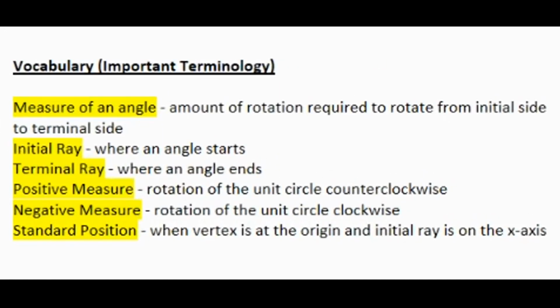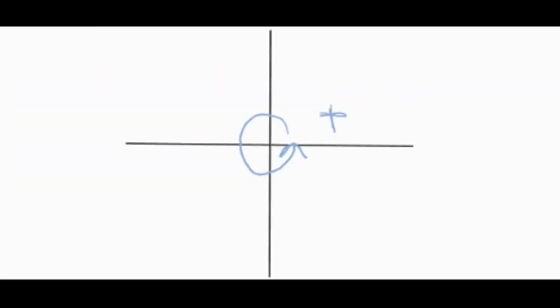Now we can talk about positive and negative measure within a unit circle. A positive measure is when you rotate counterclockwise within the unit circle, and a negative measure is when you rotate clockwise. As you can see, this rotation would be considered a positive measure, as you are moving counterclockwise. This rotation, however, would be considered a negative measure, as you are moving clockwise within the unit circle.